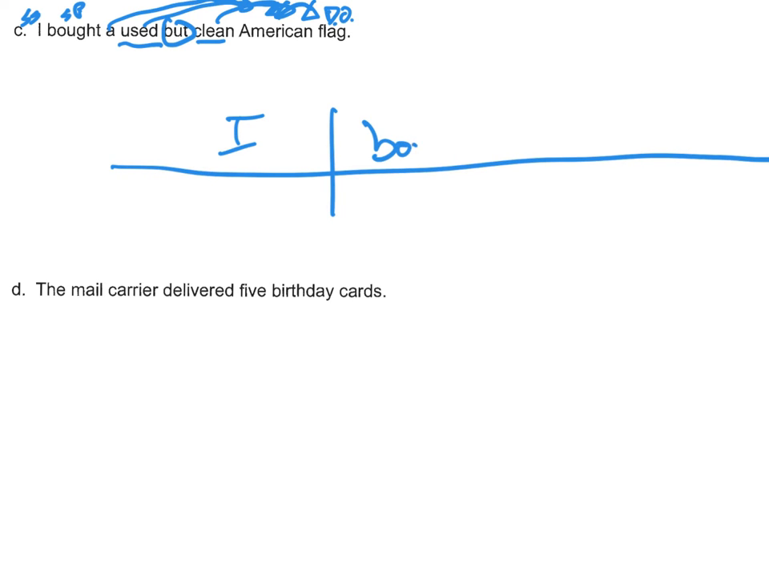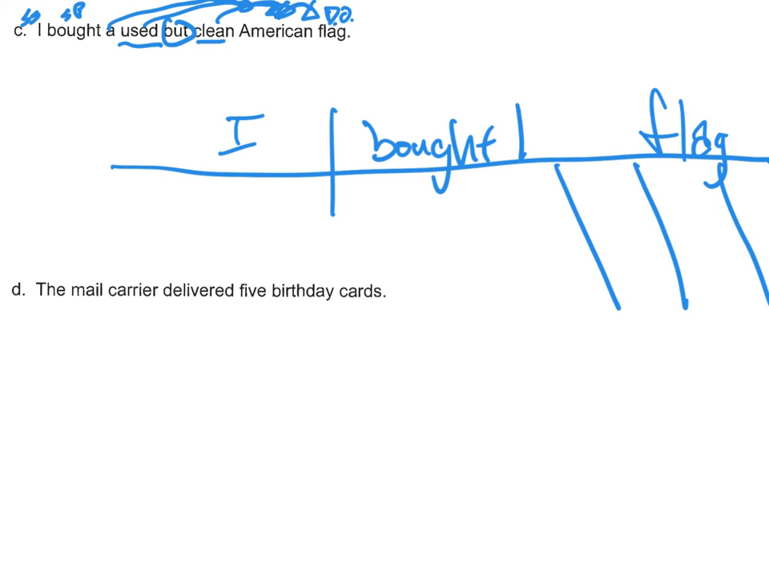I, bought, flag. And then I have four lines. One, two, three, four. I put the words in order. Used, clean, American. And then I need to put the conjunction on a dotted line to connect the two words that it joins. That's the word but. Okay, so now we have it. We have I bought a used but clean American flag.